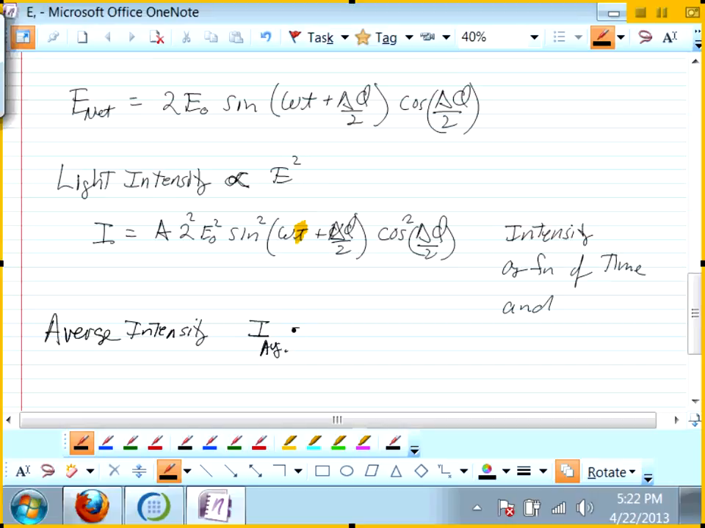Now we want I average. Well, A doesn't change. The 2 squared is still 2 squared. E naught squared is still E naught squared. What happens to the sine squared thing? It becomes 1/2. What happens to the cosine squared thing? It's not 1/2, because it's not a function of time. We're integrating it over a period, so that's just a number. But thank you for volunteering.